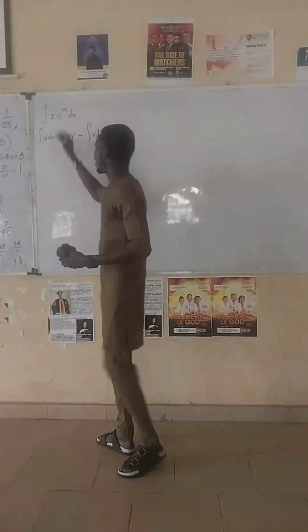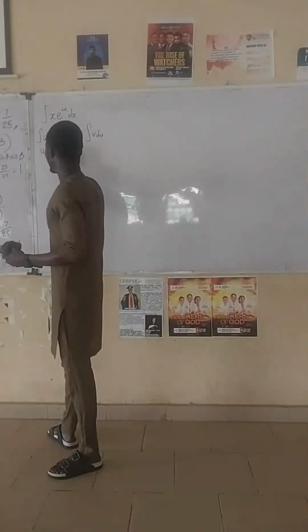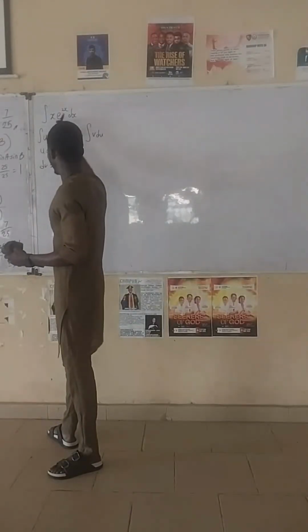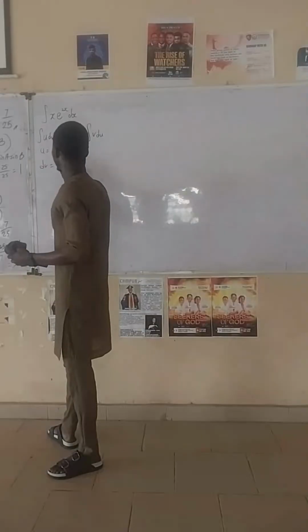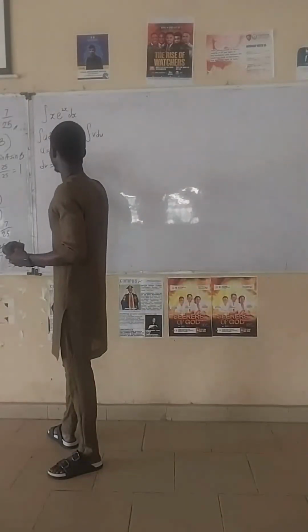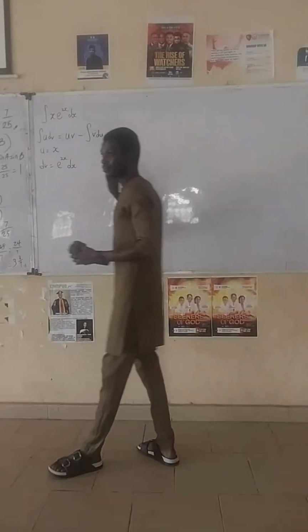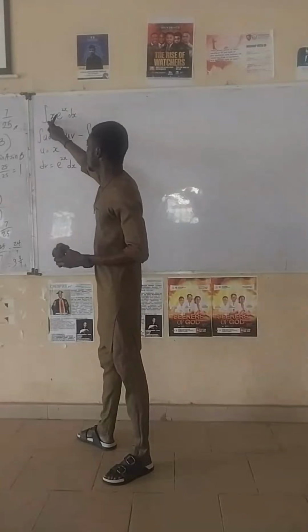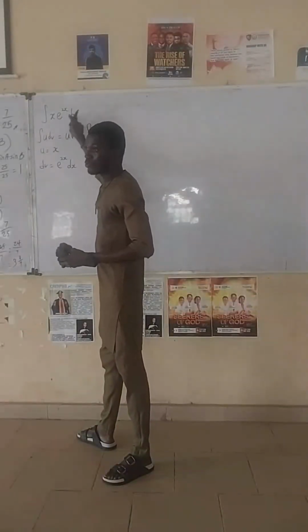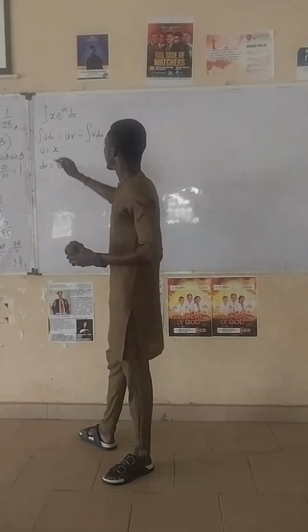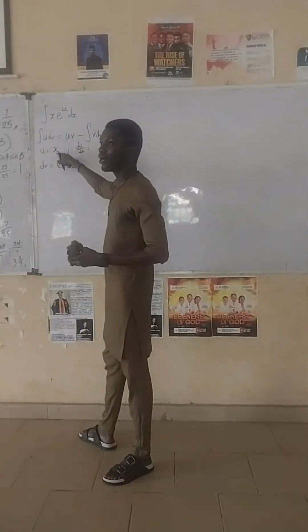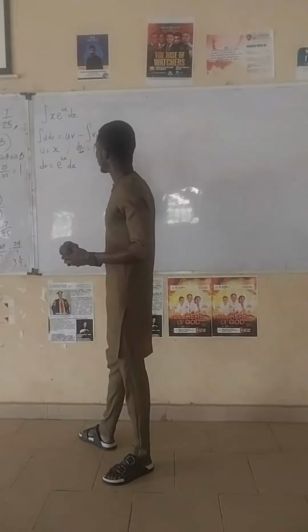Okay, now with this one, our u, as I said, u is the first one, which is x. And the dv is the second one, which is e exponential 2x dx. So u is the first one, the dv is the second one with the dx. Now from here, if u is x, that means our derivative du dx is what? 1, right? 1.